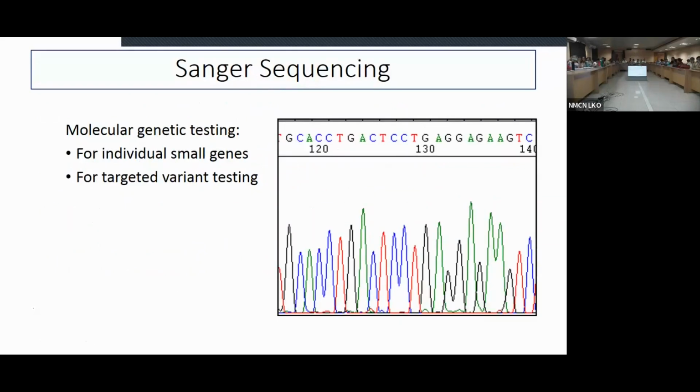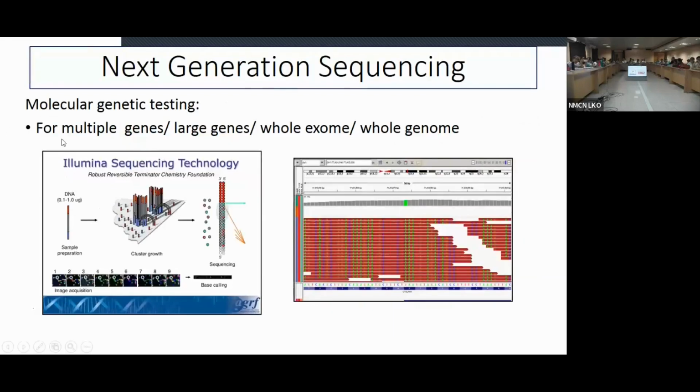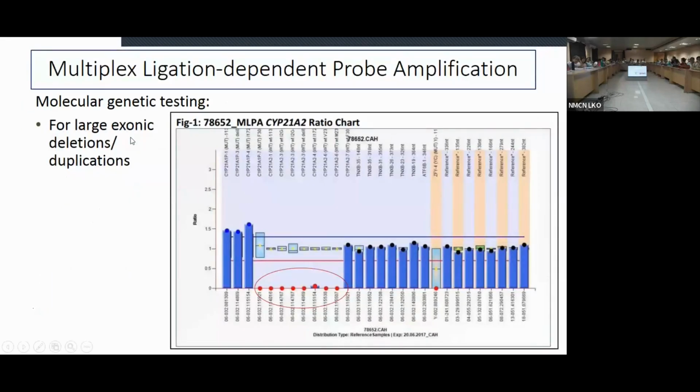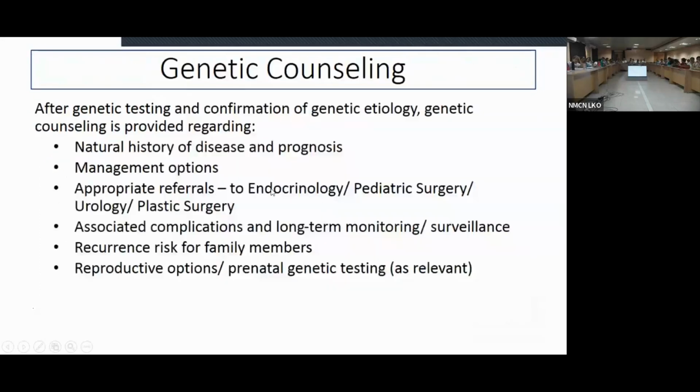So generally, what are the tests that are done? Sanger sequencing, if you want to look for individual small genes, or if you want to specifically test for specific variants. If you want to look for multiple genes, large genes, whole exome, you do NGS-based testing. And if you want to look for large exonic deletions, duplications, you do the MLPA test.